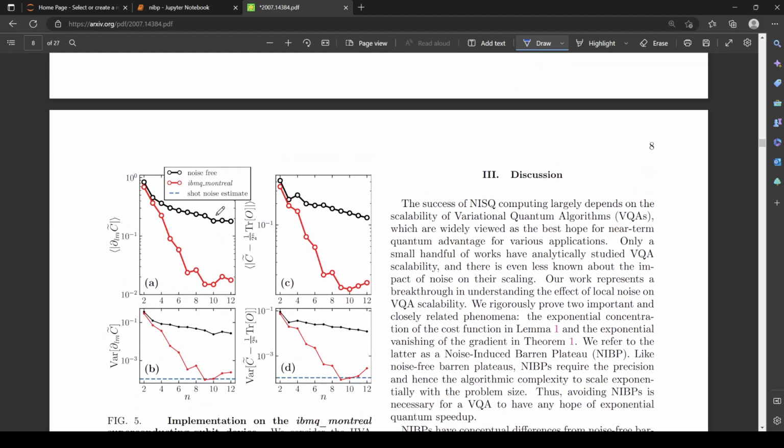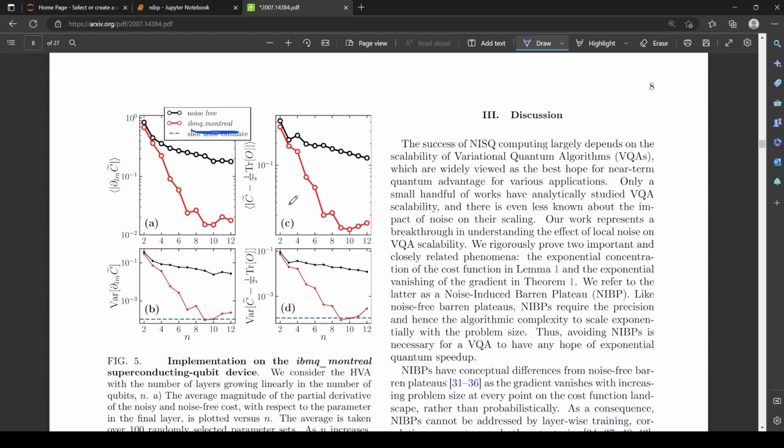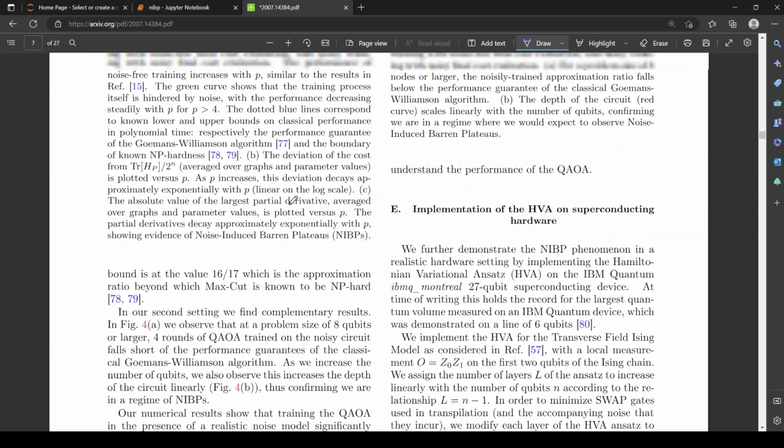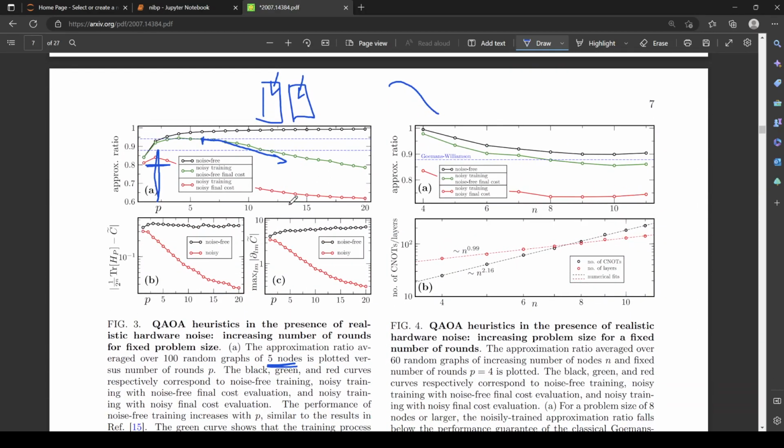And this is also observable on, for example, real hardware. They run it on Montreal, which is IBM superconducting qubits. And so that's basically the big takeaways. I'm not going to spend too long talking about the theory because we all care about practice. So let's dive into the practice.